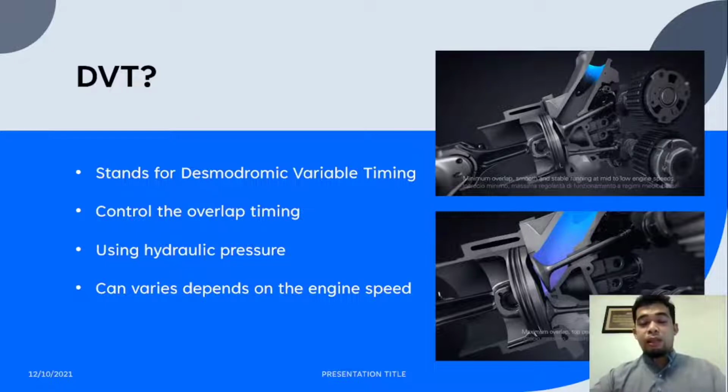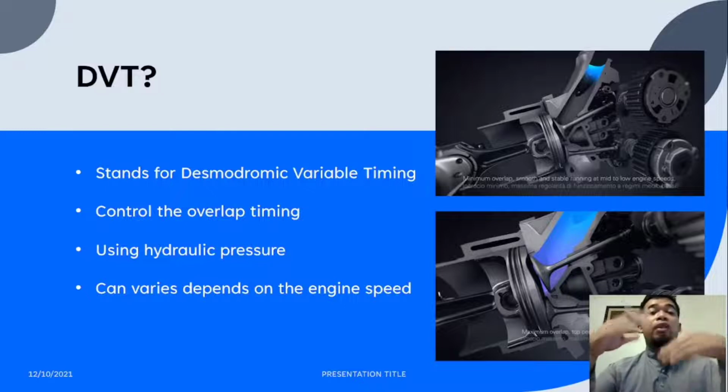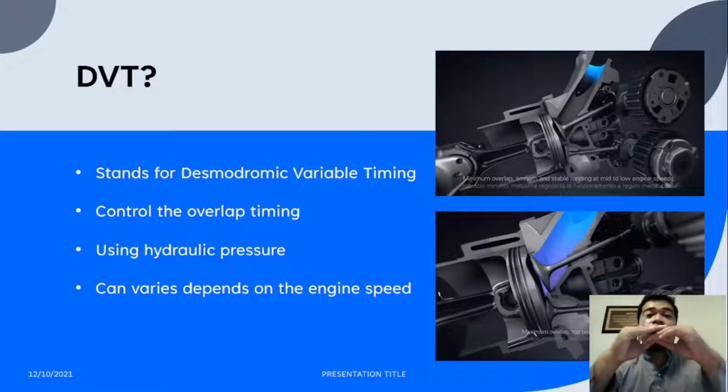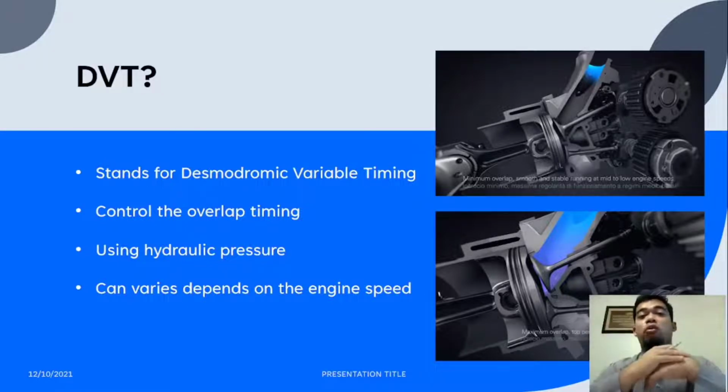What is DVT? DVT stands for desmodromic variable timing. Alright, it sounds almost the same as the normal VVT like VTEC, MIVEC, VVT, VANOS, but it has a slight difference from the normal VVT, which controls the valve lift depending on the engine speed. If the engine speed is low, then the valve lift will be low. When the engine speed is high, the valve lift will be high. So that's how the normal VVT works.